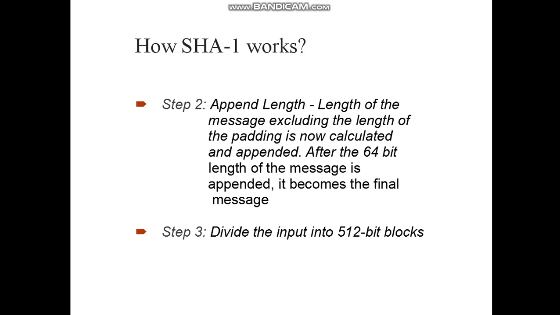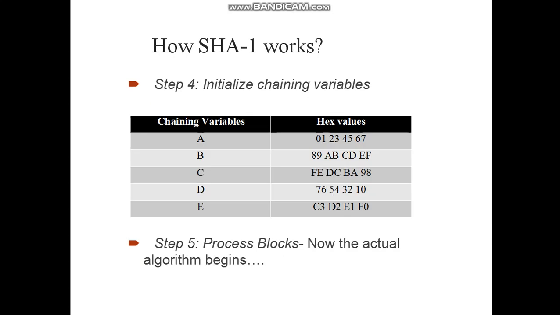The next step is to divide the input into 512 bit blocks. Now we divide the input message into blocks, each of length 512 bits. The next step is to initialize the chaining variables. In the MD5 algorithm, we have only 4 chaining variables A, B, C, D. In this algorithm, we have one additional variable, that is E. These variables and the initialization values are shown in this table.